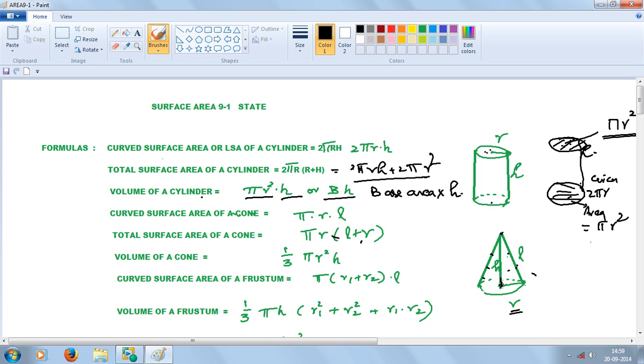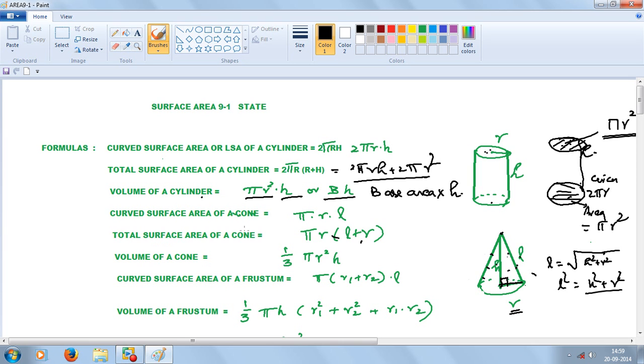What is the relationship between these, this r, h and L? L is equal to root of h square plus r square, or L square is equal to h square plus r square. It's a right angle triangle, right angle here. So volume of a cone in this case is equal to 1 by 3 pi r square h.